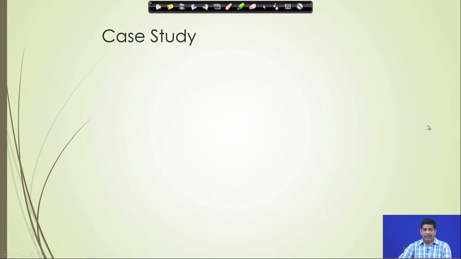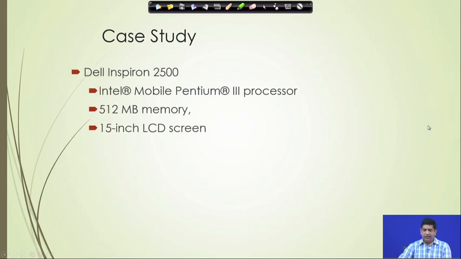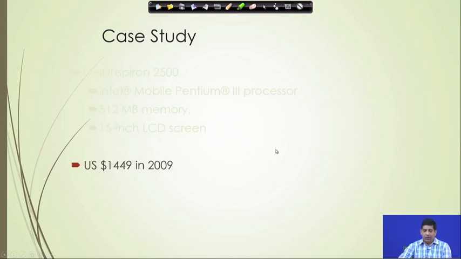So, we do not really need to evaluate this further; we would like to look at how this hybrid methodology is used. We do a case study, taking the Dell Inspiron 2500, which has an Intel Pentium 3 processor, this much memory, this much LCD screen. Not a brand new computer, it looks much older, maybe around 10 years older model. Its cost was around 1450 US dollars in 2009, mostly used for residential purposes.